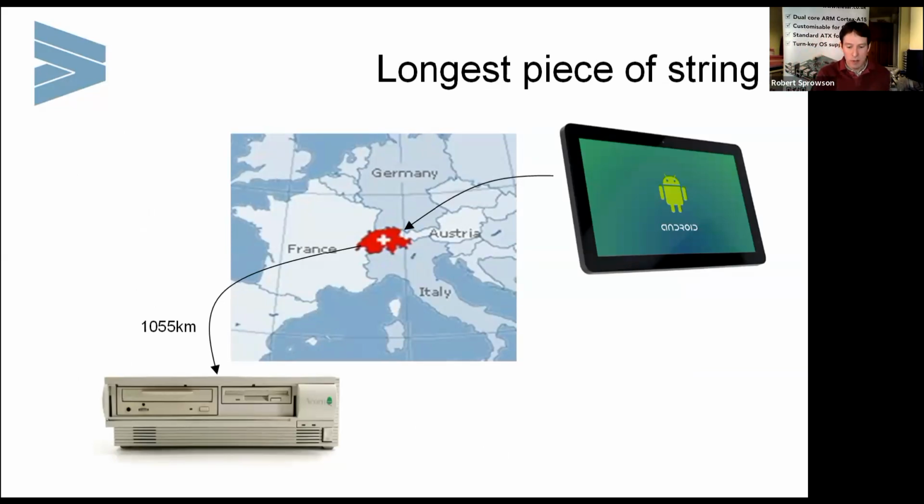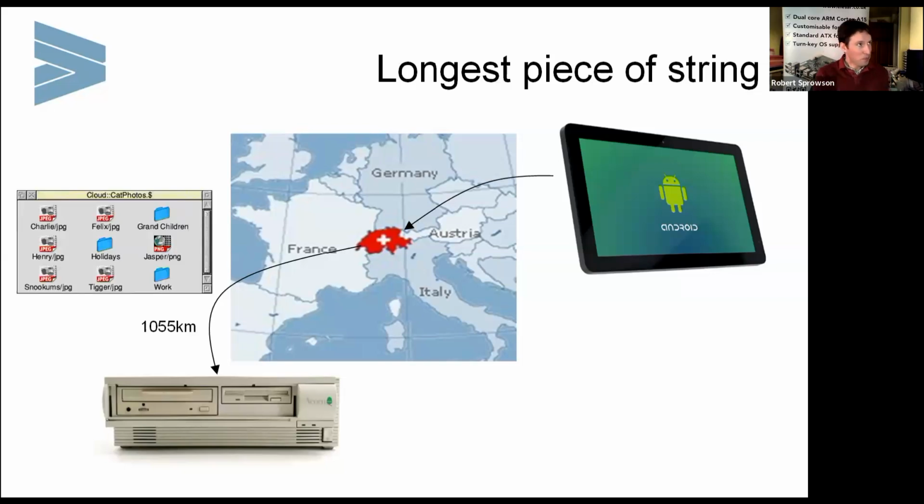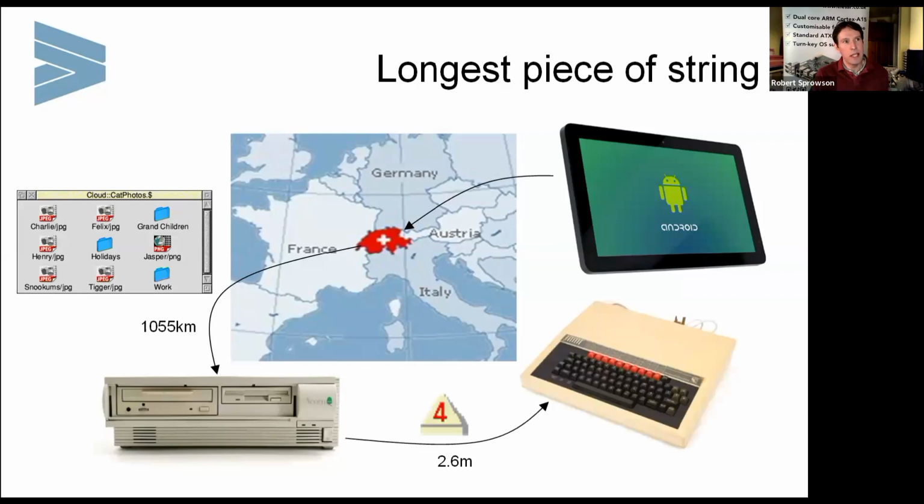And then, because it's a RISC PC, I can put an Ethernet NIC in it. You could see where I was going with that, and then mount that using CloudFS and export that as an Ethernet share down the last 2.6 meters of green cable, which is down by my feet, to a BBC Micro, which is on another table just by my knees. So total round trip there is 1,055 kilometers and 2.6 meters.